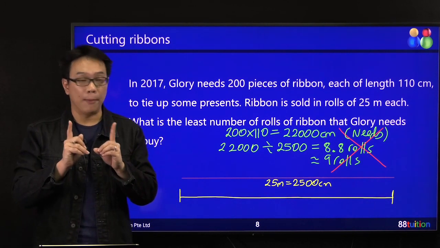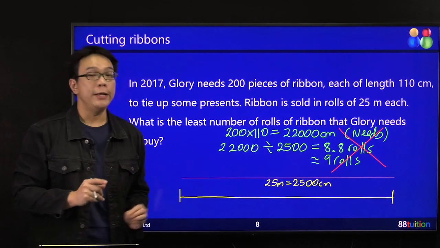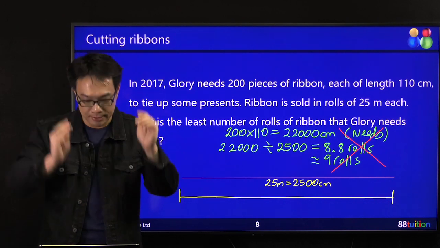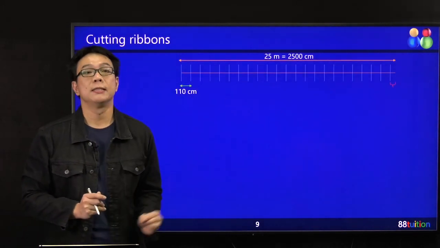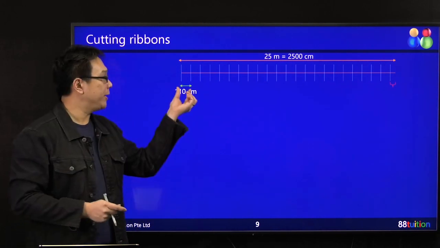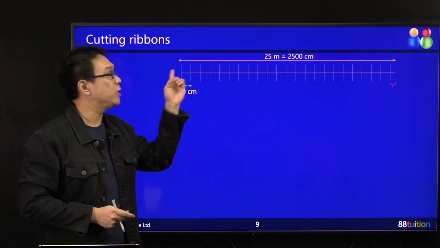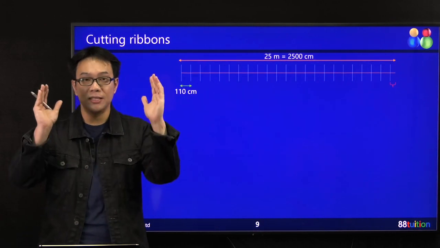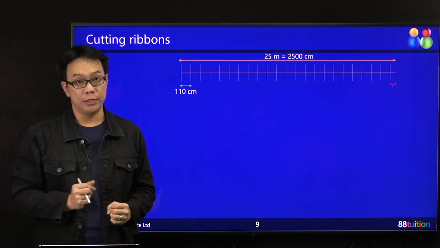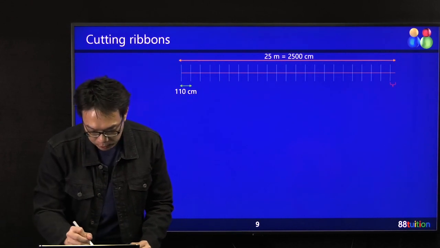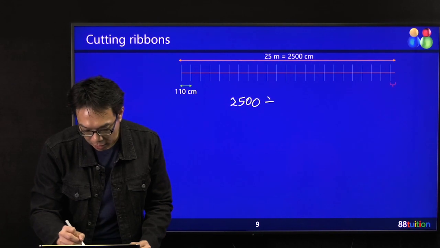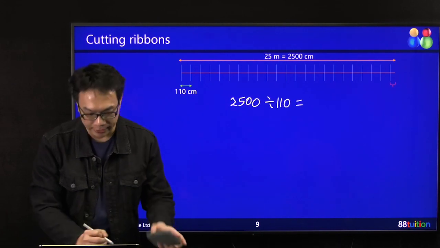That's not true. How come? Because one row of ribbon is 25 meters, that is fixed. You cannot do anything about it. This part is fixed. So your question is, how many 110 cm can you extract from your fixed one row of ribbon, which is 2,500 cm? So down here is actually taking 2,500 cm, divide by how many 110 you can extract.